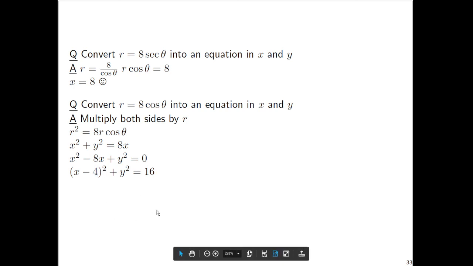Now if you think of what this really is, so far we're really seeing a circle, though it's not currently in its standard form. So let's subtract 8x on both sides, complete the square, and this ends up being a circle of radius 4 because of the 16, centered at (4, 0). That's what this really is.